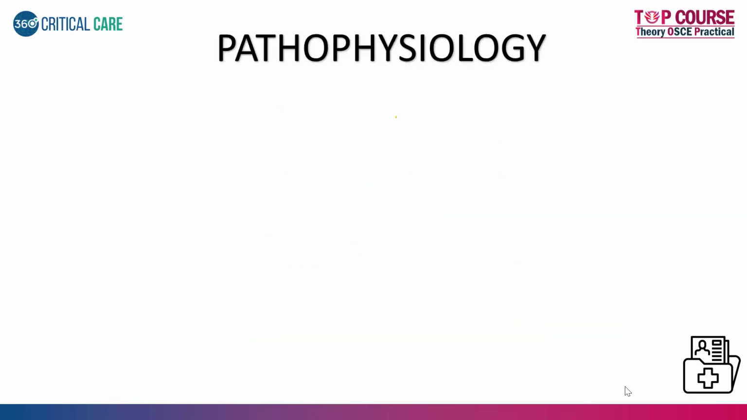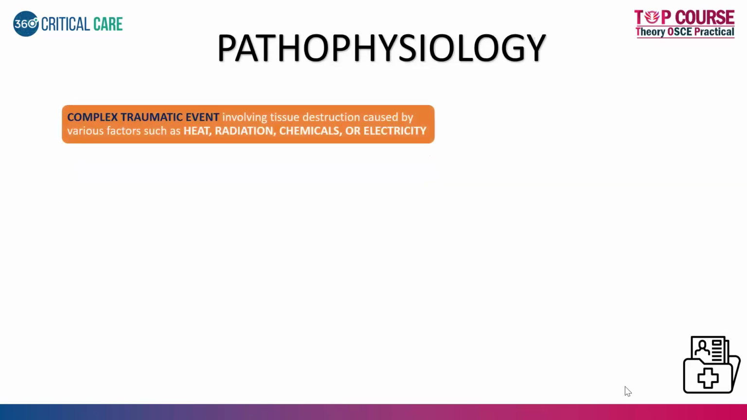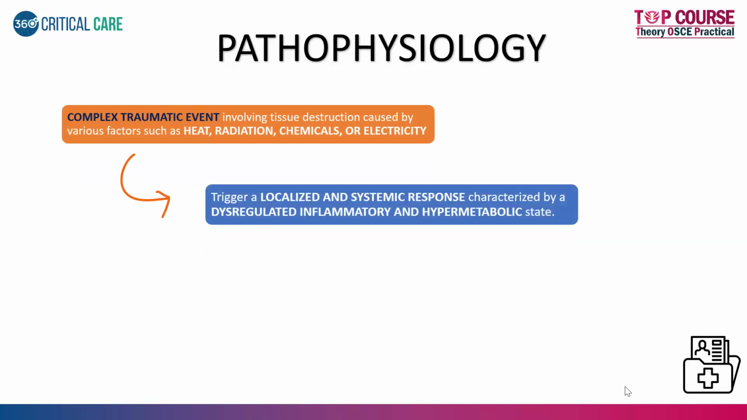Okay, based on etiology. So coming to the next part of burns, that is pathophysiology. Burns is a complex traumatic event involving the etiological factors, as I mentioned earlier. Because of a complex traumatic event, there will be tissue destruction, and this tissue destruction triggers a localized and a systemic response, which is characterized by a dysregulated inflammatory response. This is similar to what we see in sepsis. This dysregulated inflammatory response initially causes a hypermetabolic phase and follows through a hypermetabolic state.